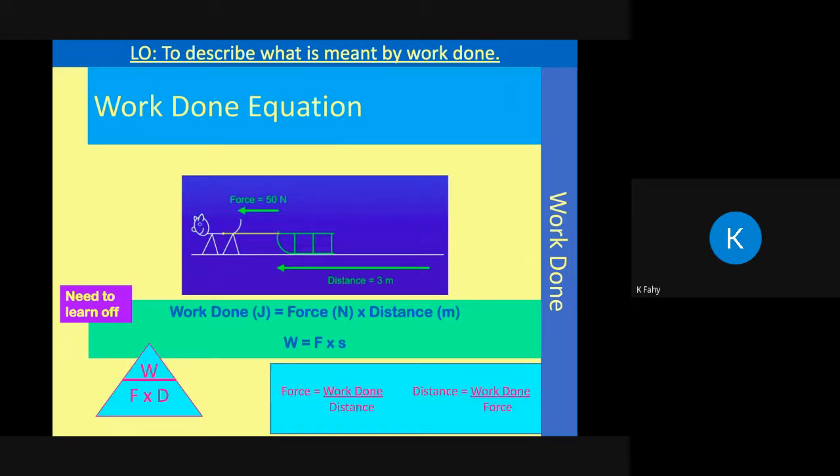So again, you've just got your triangle there. For those of you that like to work with a triangle, you have work on the top of your triangle and then the divide line, and on the bottom, force multiplied by distance. For anyone that just likes to learn the equations off, you can see there you've got force is equal to work done divided by distance, and likewise distance is equal to work done divided by force. Again, you need to learn this off. It will not be given to you in the exam.